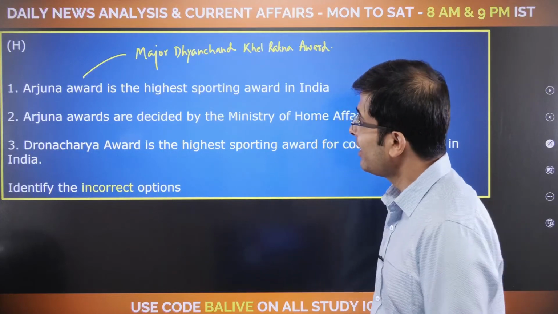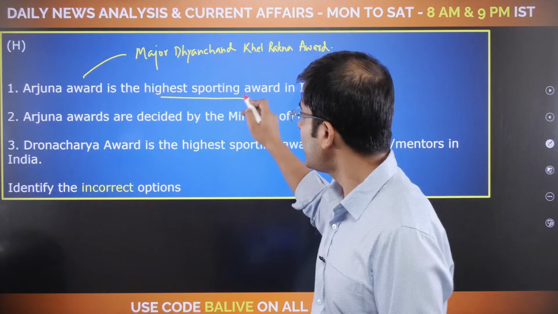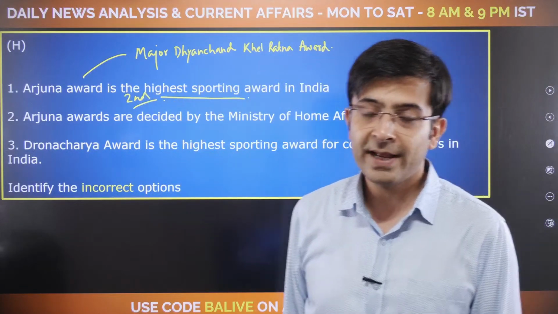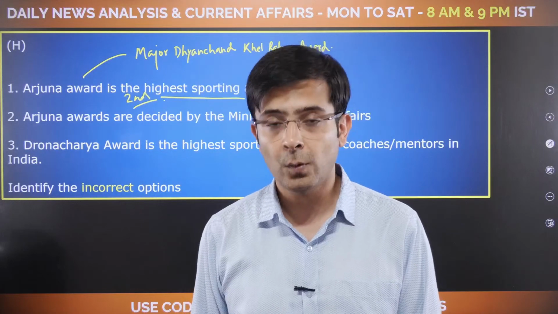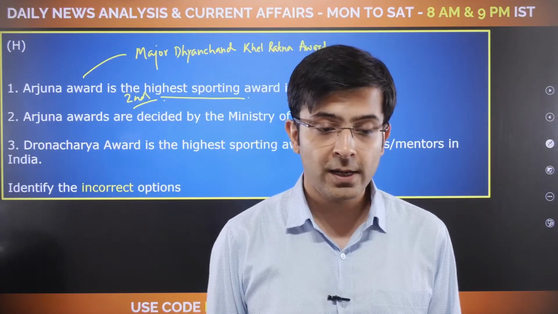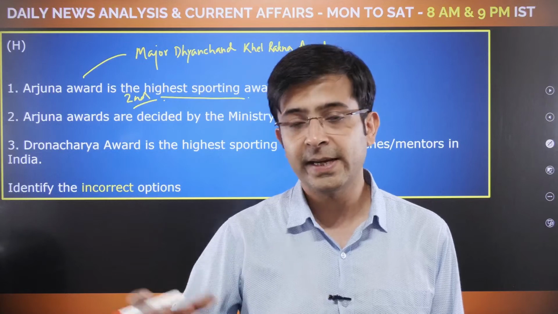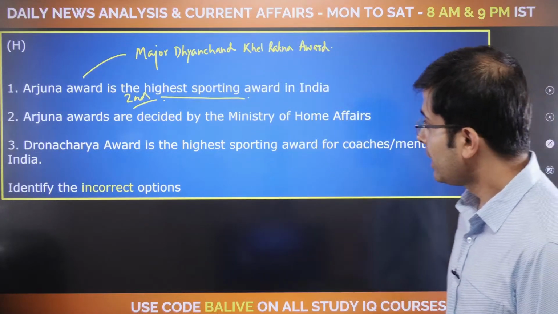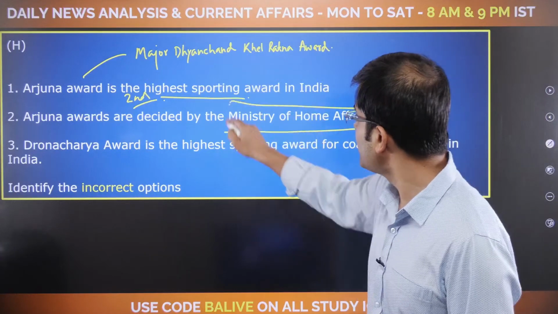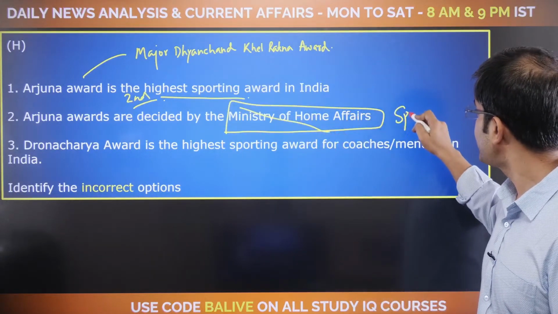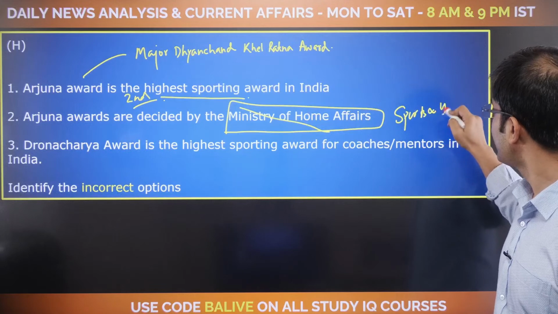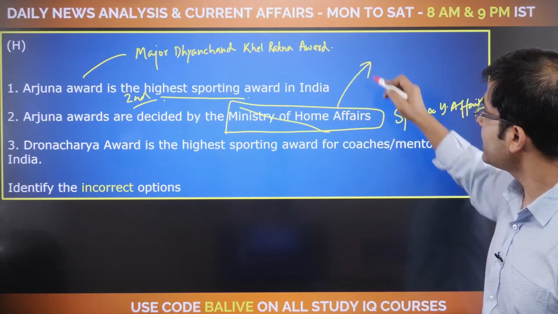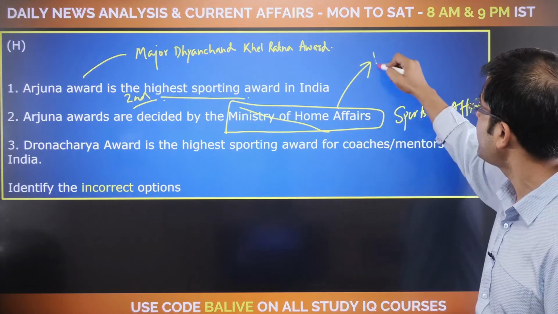Welcome. So Arjuna Award is not the highest sporting award, by the way. You must know it by now. It's the second highest sporting award. The highest is Major Dhyan Chand Khel Ratna Award, which was first known as Rajiv Gandhi Khel Ratna Award. Then the name was altered to make it Major Dhyan Chand Khel Ratna Award. They are decided by not the Ministry of Home Affairs, but by the Ministry of Sports and Youth Affairs. Okay. The Ministry of Home Affairs, in fact, is the coordinating agency for your Padma Awards.